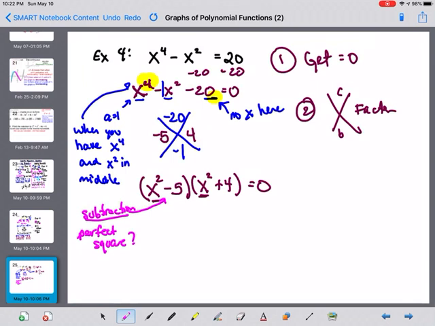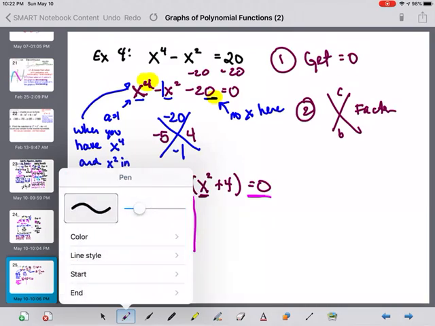Well, 5, that's not a perfect square. So we would stop there for factoring. We're done with the factoring. If we have the equal sign and we want to keep going and solving, we would split and solve.